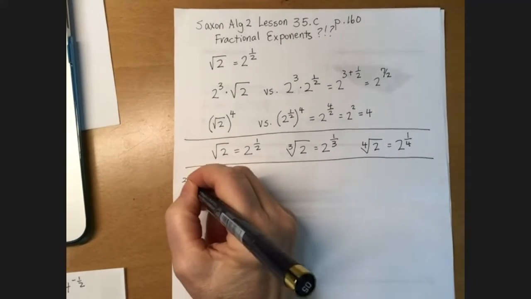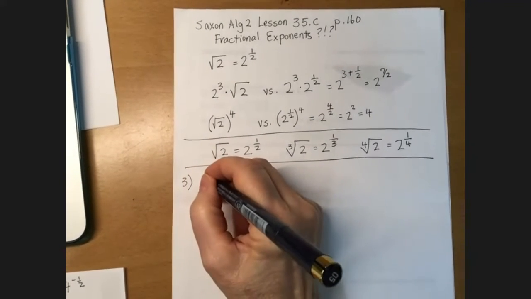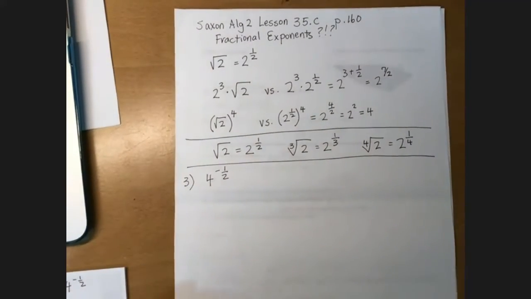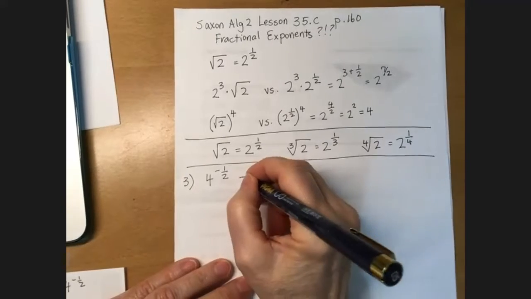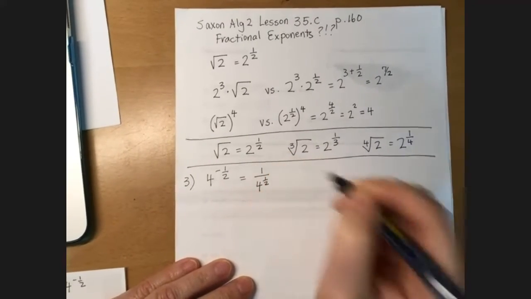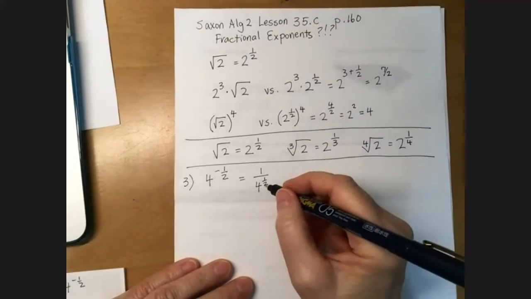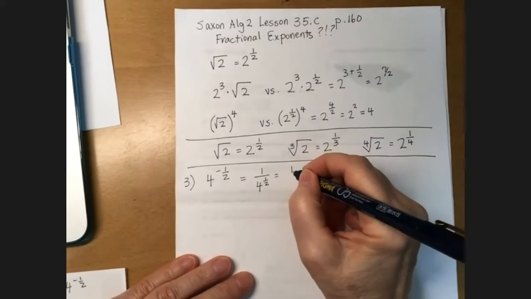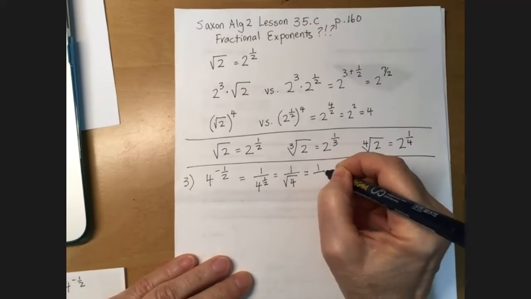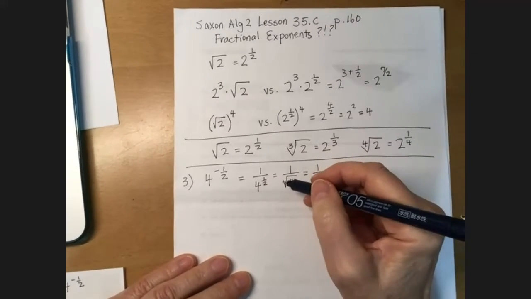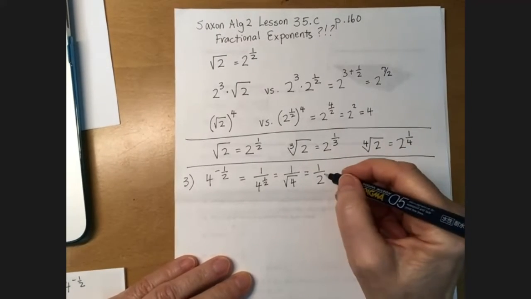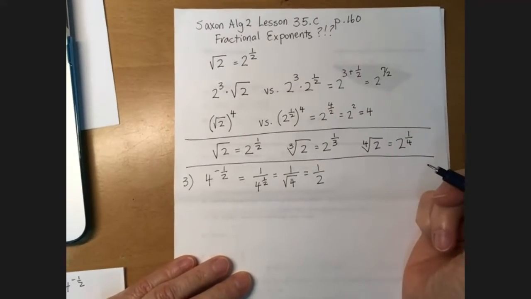Example 3 is simplify 4 to the -1/2. Well, we know what to do with negative exponents. That's going to be 1 divided by 4 to the 1/2. And we know what that means. That means the square root of 4. So I'm going to put it in for you so that you get used to it. But you know the square root of 4 is 2. And especially when it's presented that way, it means the positive root. And so the answer to that is simply 1/2.